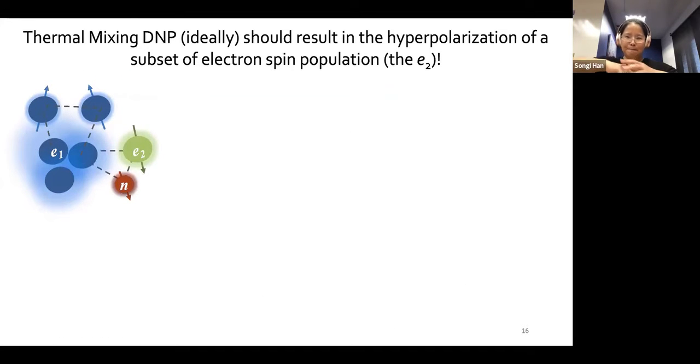So finally, what do we need to then really prove, right? Because the debate in the literature is very heavy, we need to prove it. What do we need to prove to know it's thermal mixing? And so that is showing that you have a hyperpolarization of a subset of electron spins.